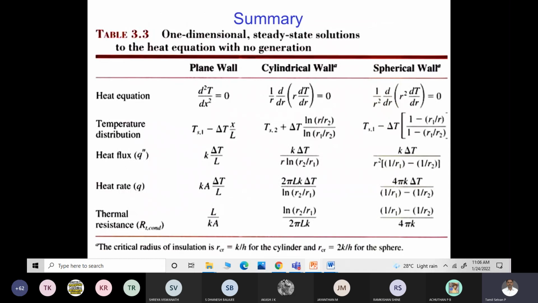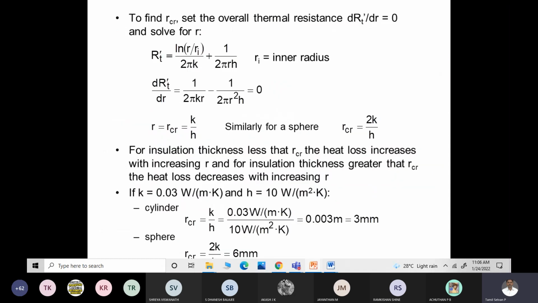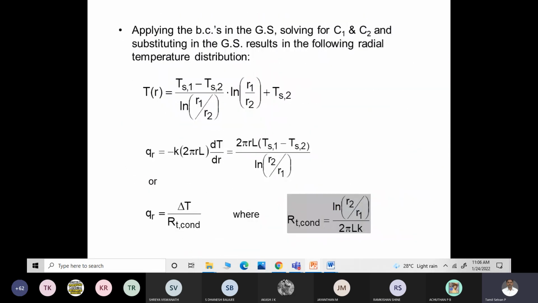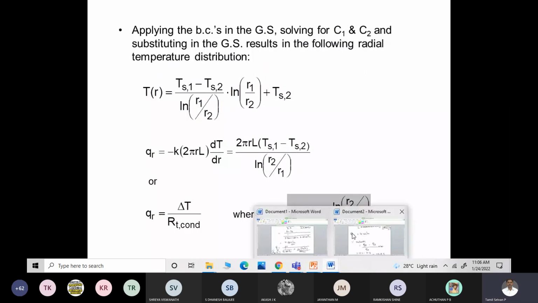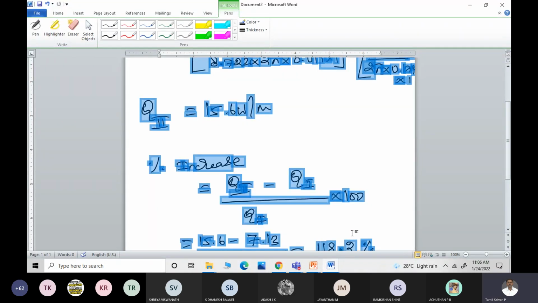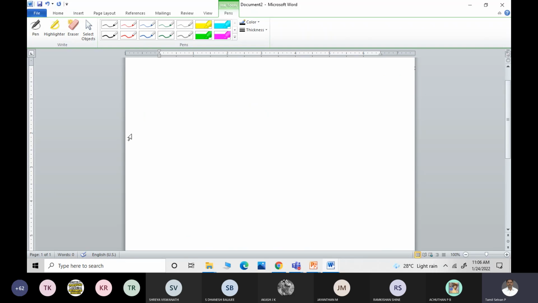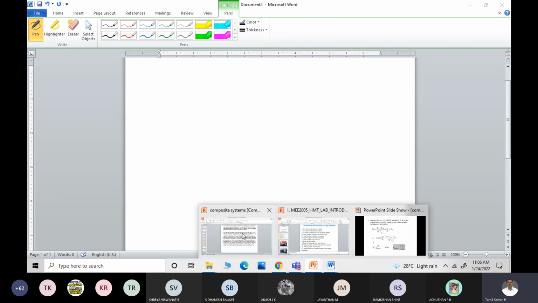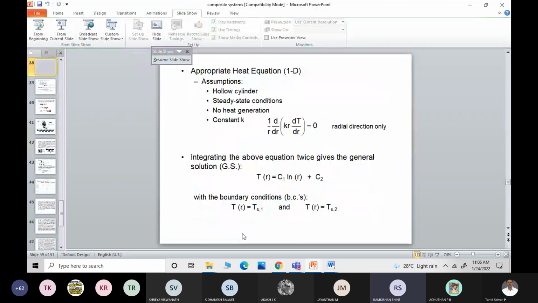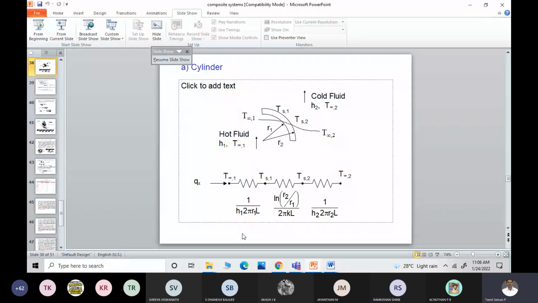Now we have discussed composite wall and composite cylinder. What about composite sphere, the heat transferred by a composite sphere? Now, composite wall, we know that, right? We have discussed the resistances and all. Am I correct? Yes, sir. In the case of composite cylinder, we have the convective resistance, conductive resistance, and convective resistance. Am I correct?